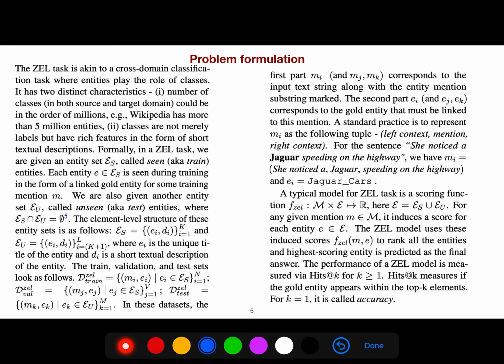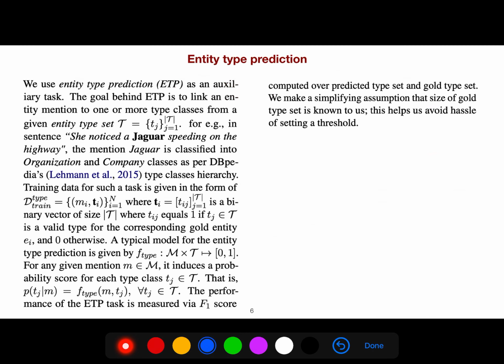So for the sentence, "She noticed a jaguar speeding on the highway," we have this mention, for example, and this entity, Jaguar Cars. A typical model for zero-shot entity linking is a scoring function. For any given mention, it introduces a score for that entity. And we predict the entity type. So we have a probability score for each type class.